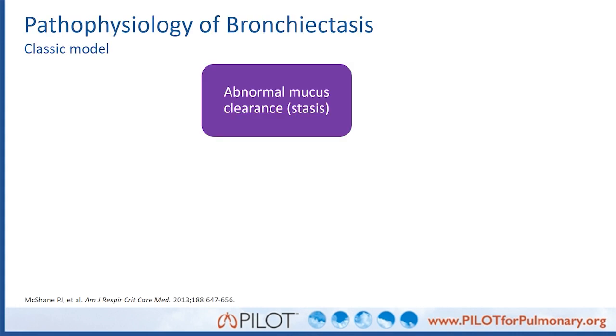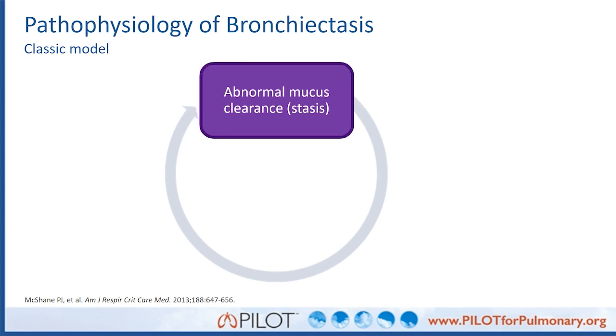Classic model of the pathophysiology of bronchiectasis has been this cycle of events that one feeds upon another to cause this vicious cycle of progression of disease. It can start in just about any place, but in this example, let's start with an abnormal mucociliary clearance. So the airway mucus, any other material in the airway, is not being moved by the ciliary function and essentially remains static and retained in the airways.